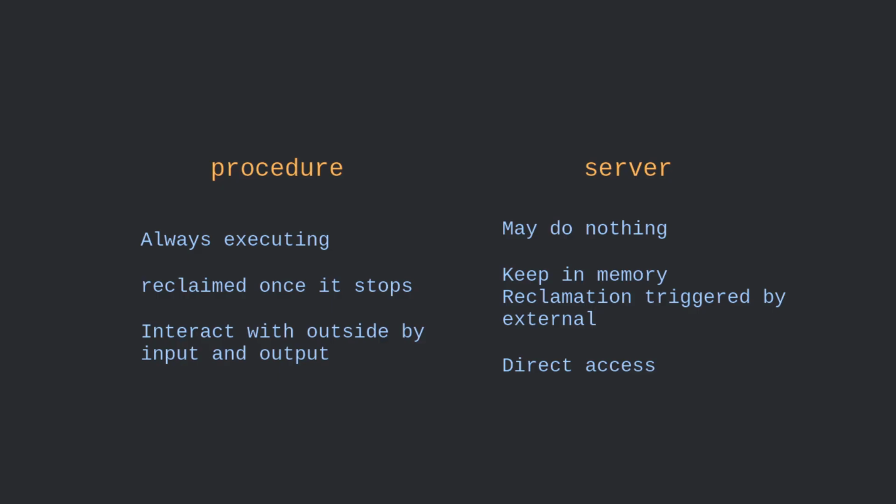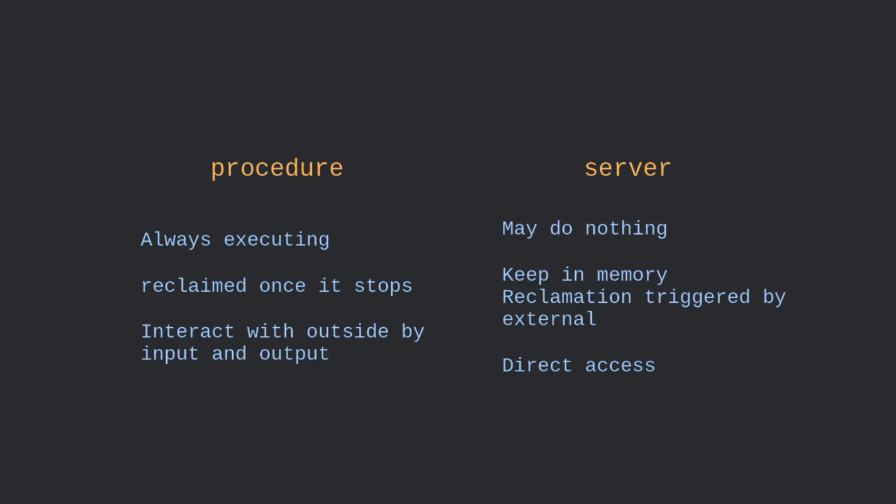Let's first discuss the principles. Programs can be divided into 2 categories: procedural programs and server programs. Procedural programs execute continuously and terminate when they complete. You can think of a function as a procedure, although functions and procedures are not exactly the same. However, this comparison is sufficient for now.